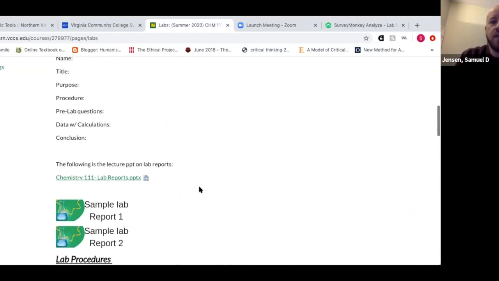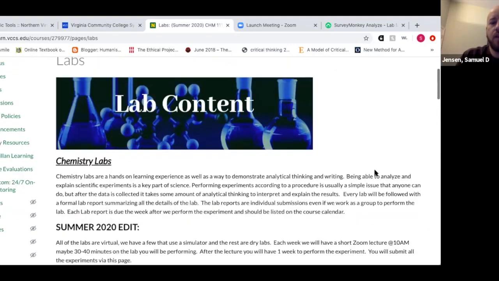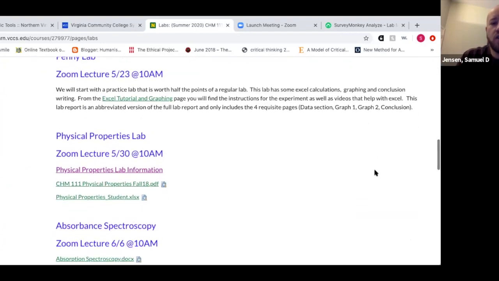And this is basically what we're going to do when we have these lab meetings. I'm just going to go over what I'm looking for. What do you need to do for the lab? What am I looking for you to submit? And then you have all the data and all the rest of the information, and you can go forward with that.